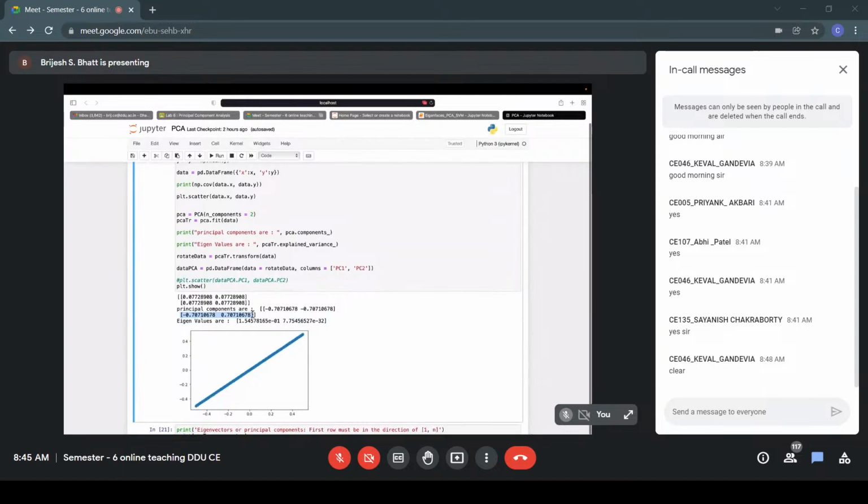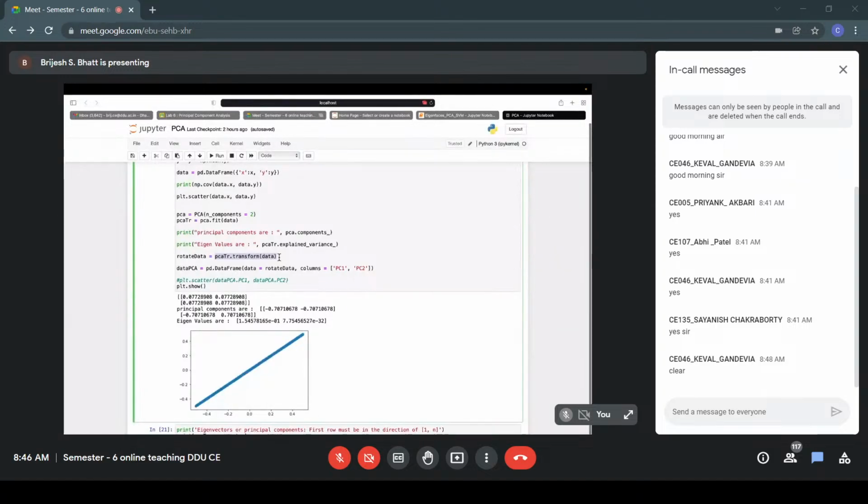So you tilt your data points, which are right now in diagonal form, along the principal axis, and then you will need only one principal axis where the eigenvalue is very high. In this example, 1.554 times e raised to minus 1. And remove the other eigenvalue, 7.75 times e raised to minus 32, along which the variance is very low. So for that, here we transform the data, that is called pca.transform.